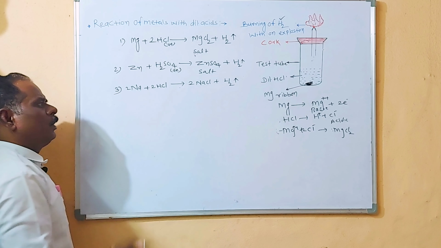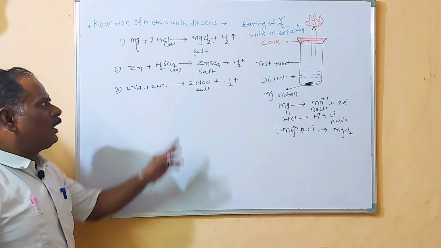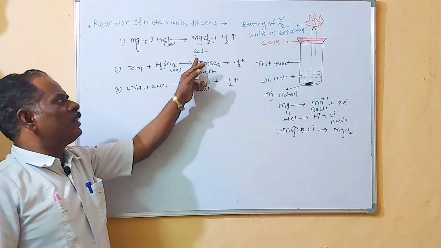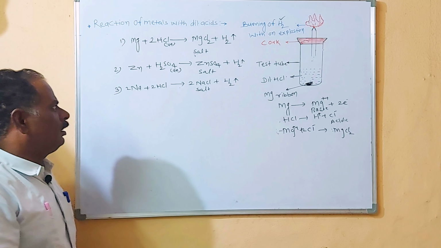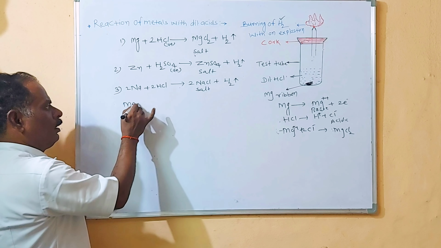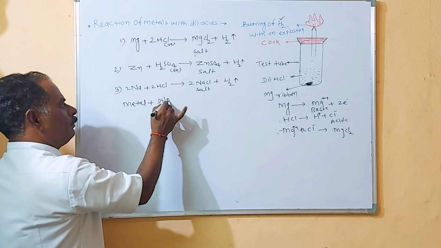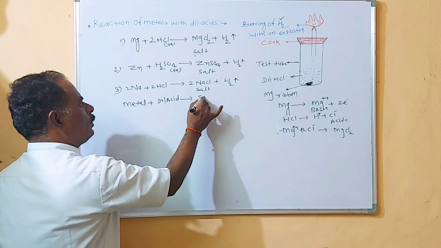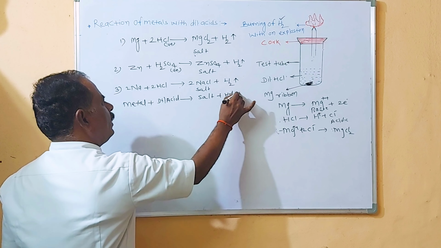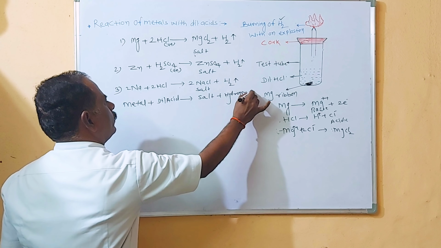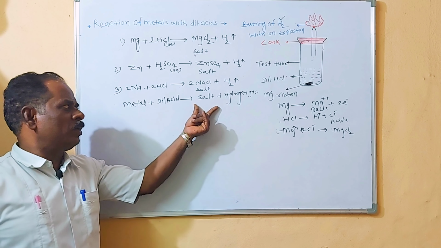From these three examples, we conclude that whenever any reactive metal reacts with dilute acid, it forms a salt and liberates which gas? Hydrogen gas. Then how do we write the general reaction? The general reaction is like this: reactive metal reacts with dilute acid to form salt and liberates hydrogen gas. This is the general reaction. Understand? This is the hint: metal reacts with dilute acid to form a salt and liberate hydrogen gas.